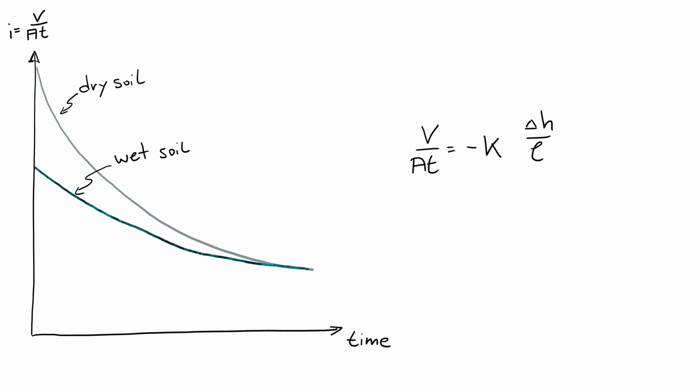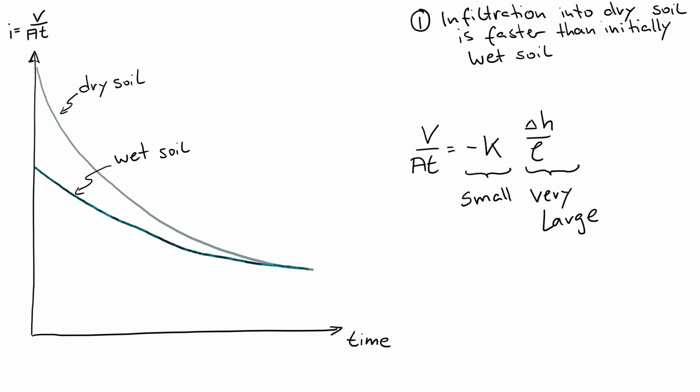If you think about a ponded condition on the soil surface and a wetting front advancing into an initially dry soil, you would see that we have a relatively small hydraulic conductivity. The soil is dry, but we do have a very large driving gradient, because the contrast between the saturated soil under the ponded condition and the dry soil that the wetting front is advancing into is very, very large. So we have faster infiltration into an initially dry soil than into a wet soil.